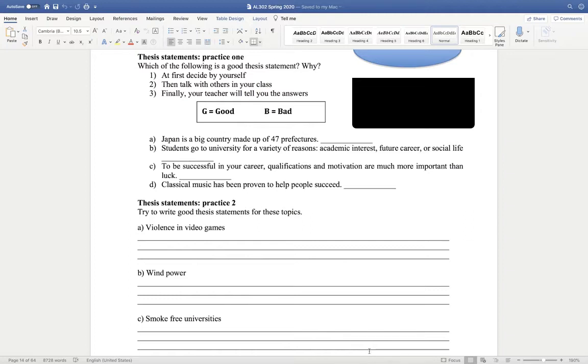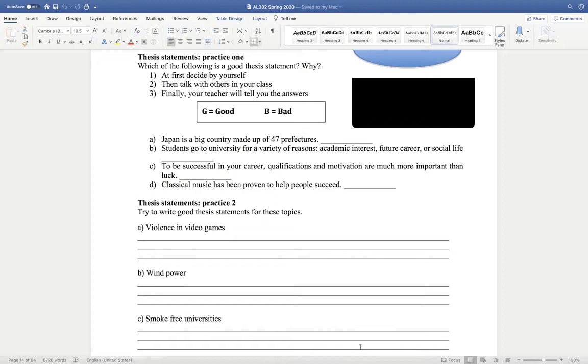B. Students go to university for a variety of reasons: academic interest, future career, or social life. This is actually a good example of a thesis statement. The topic, students go to university. The author's opinion, they go to university for a variety of reasons. And then what they'll talk about in the essay: academic interest, future career, or social life. The 3 points there. So it's a good one.